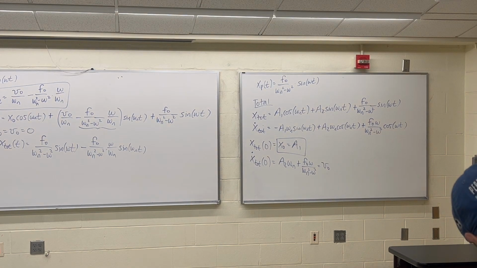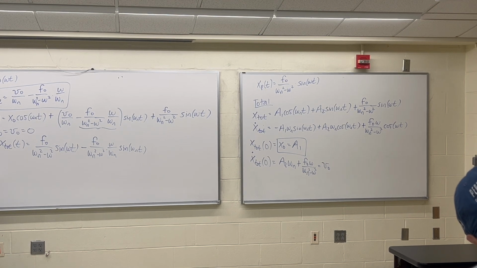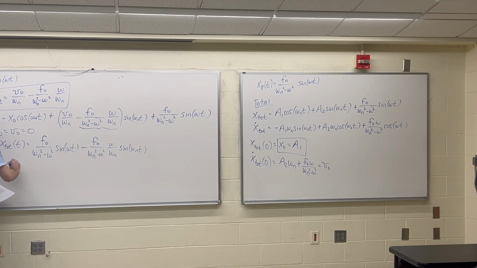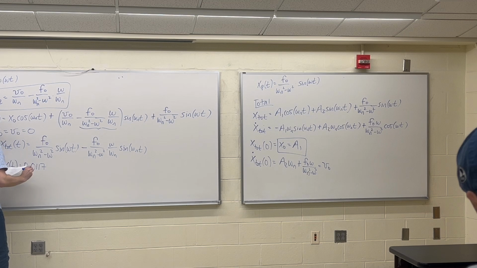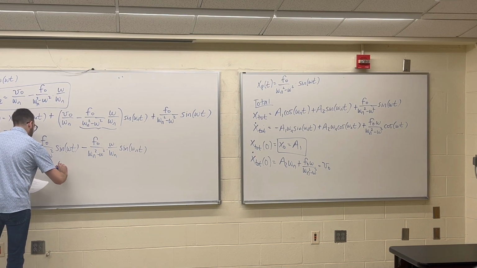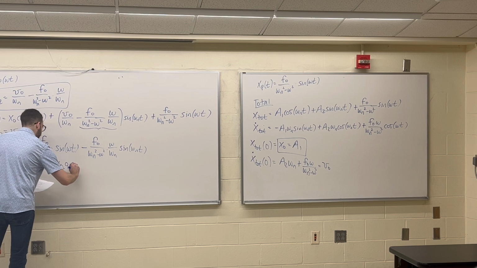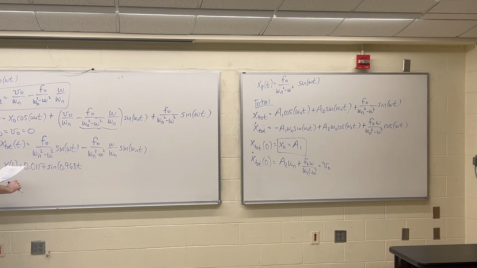And that's our total response. You can now plug in all your variables. You can plug in 0.112 for F naught, you can plug in omega n, 0.968 for the natural frequency. What was omega? 10. That's based on this. This is omega. And if you do all that, you get 0.0117 sine of 0.968 t, unless I flip the signs around.